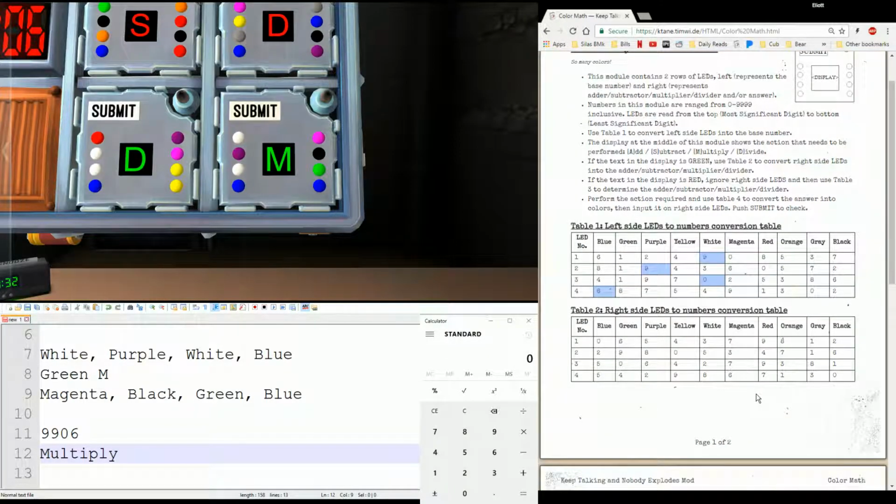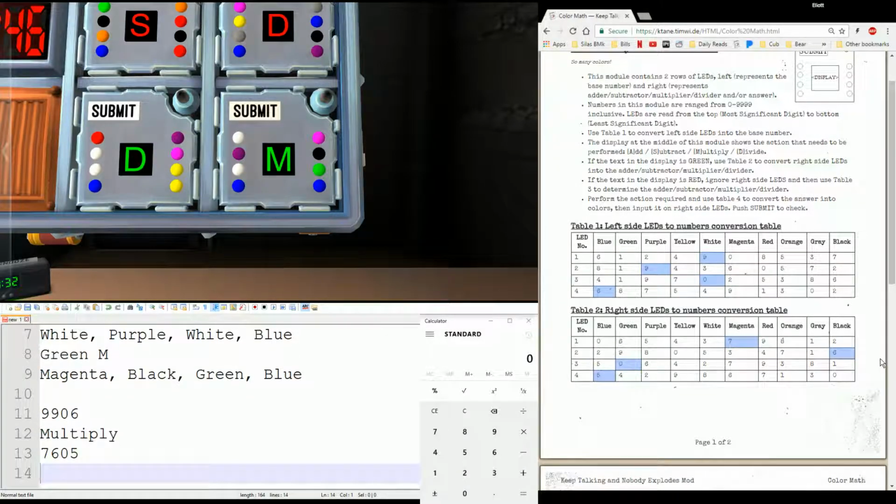We will do a red one, which has a more complicated lookup, as you see here. But table 2, what do we have? Magenta, black, green, and blue, which is 7605. So what do I do with this? Well, it's exactly what it sounds like. You multiply. 9906 times 7605 gives us 75,335,130, which obviously is not going to fit in four dots.